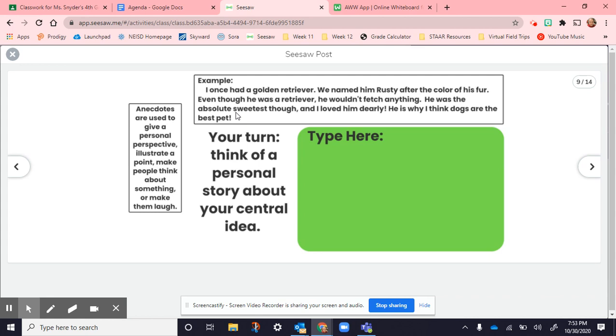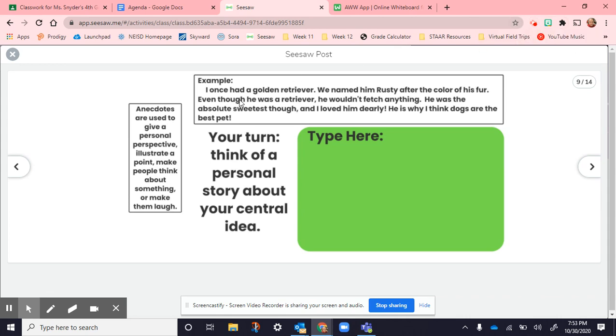So about a pet. And then it has to connect also with your central idea. So I put, I once had a golden retriever and we named him Rusty after the color of his fur. Even though he was a retriever, he wouldn't fetch anything. He was the absolute sweetest, though, and I loved him dearly. He is why I think dogs are the best pet.